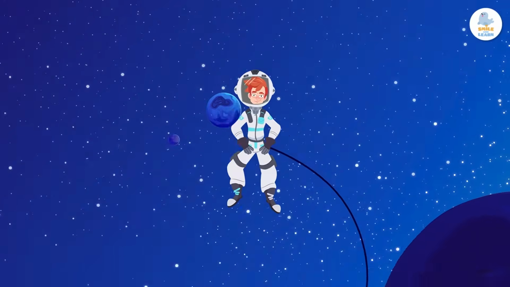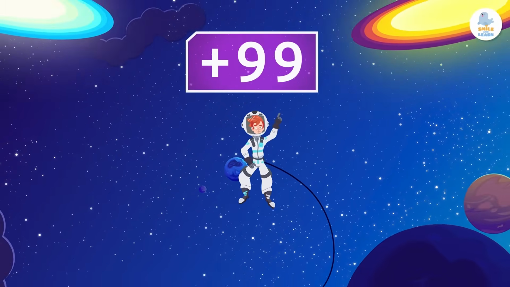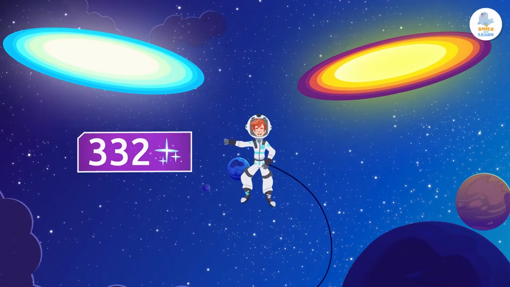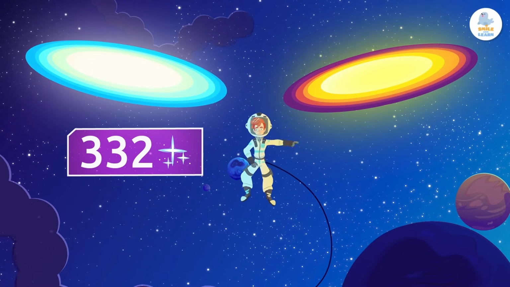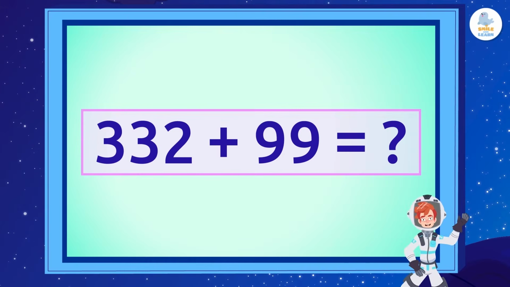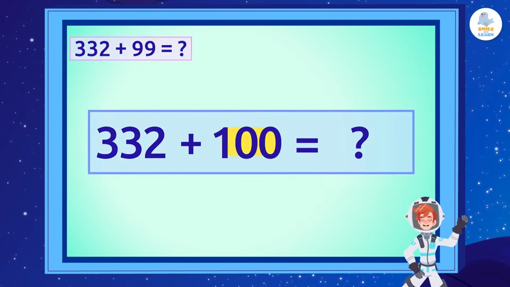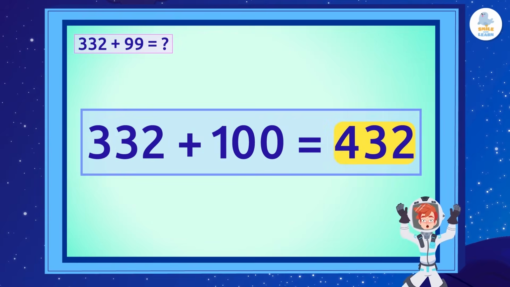Here we go! Let's do a little trick with numbers to add 99. In this galaxy, there are 332 stars, and in the galaxy next to it, there are 99. How many stars are there in total? We'll start by adding 100 to the 332 stars we have, which gives us 432. So far, so good, right?